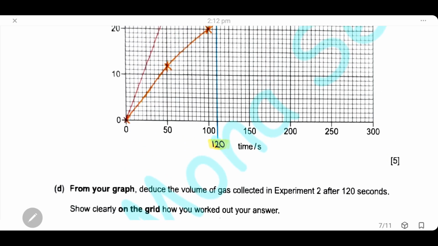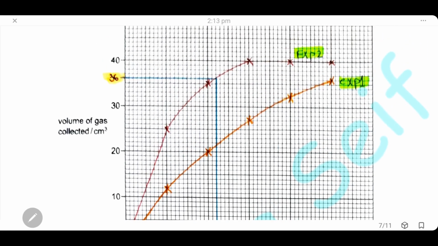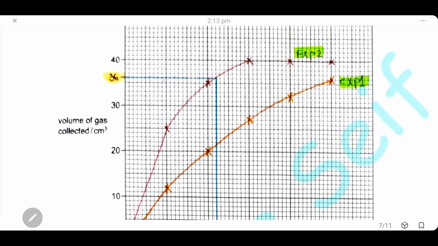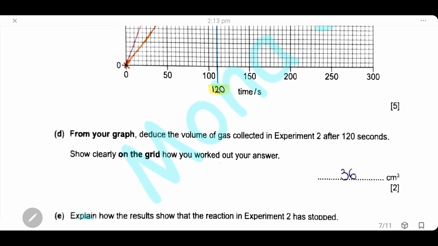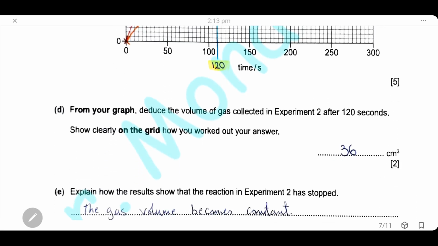So here we will go on the x-axis, determine the point for 120 seconds. Then we will go upward to meet the curve of experiment 2 showing 36 cm³, which is the volume of gas collected at 120 seconds. So the answer here is 30 cm³.